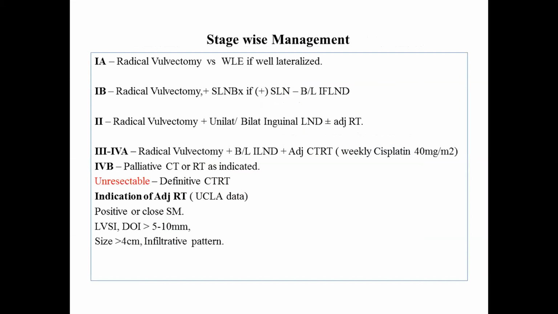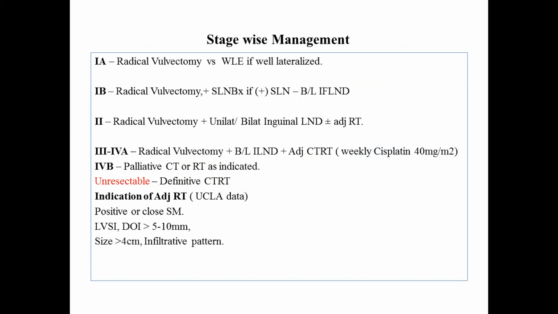In stage 1B, after radical vulvectomy, we are doing a sentinel lymph node biopsy. If the sentinel lymph node is positive, then bilateral inguinofemoral lymph node dissection, or at least inguinal lymph node dissection, is advised. For stage 2, it is radical vulvectomy with unilateral or bilateral inguinal dissection followed by plus minus adjuvant RT.